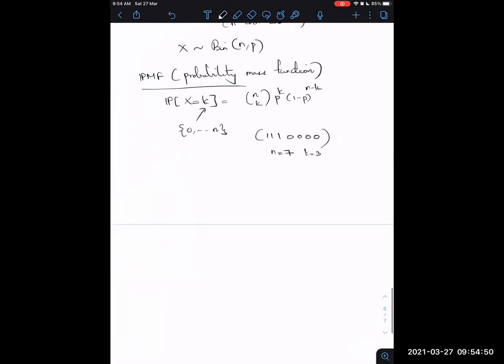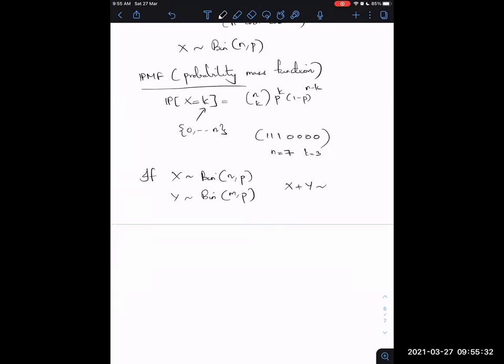Now let's see some properties of the binomial distribution. So if X is a binomial random variable with parameters n and p, and Y is another binomial random variable with parameters m and p. So what do I mean by n and m here? n is the number of times the first experiment is done, m is the number of times the second experiment is done, but it's done with the same coin. That's what I mean by fixing p for both X and Y. Okay. Now the question is, what is the distribution of X plus Y?